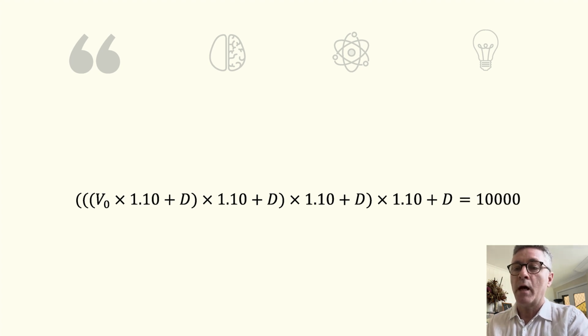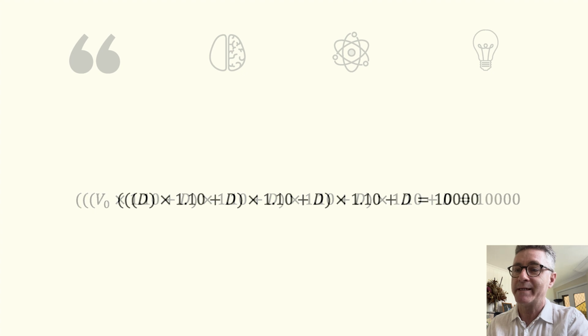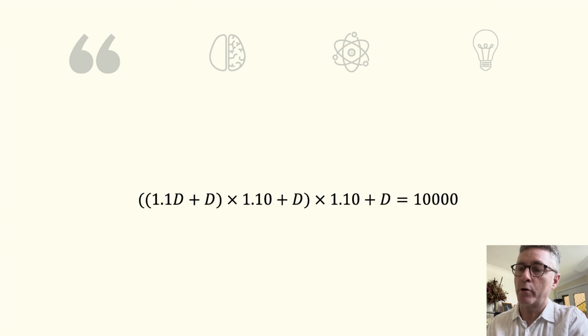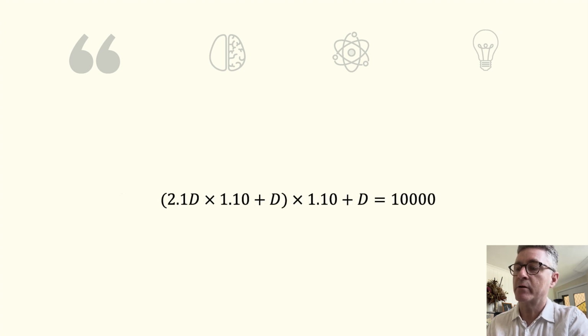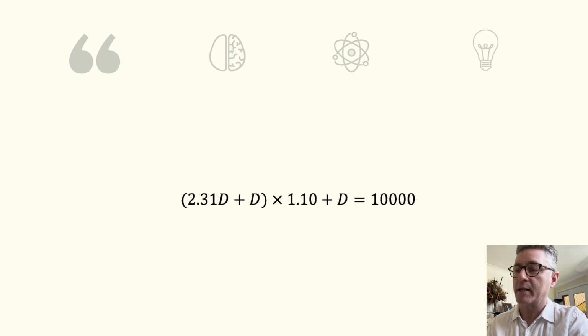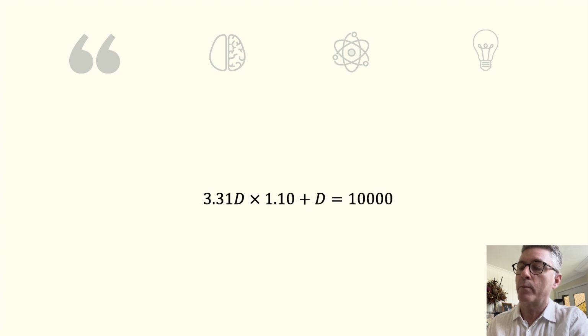simplification. As I said, the initial value is 0, so this whole V0 times 1.0 plus D just resolves to D. Well, then what we can do is we have 1.1D, and if you keep going, 1.1D plus D is 2.1D, and so we have this expression. You multiply that by 1.1 and you're going to get 2.31D plus D. Well, that's going to be 3.31D times 1.1 plus D. It's going to be 3.641D plus D. And then you are left with this, 4.641D equals 10,000.